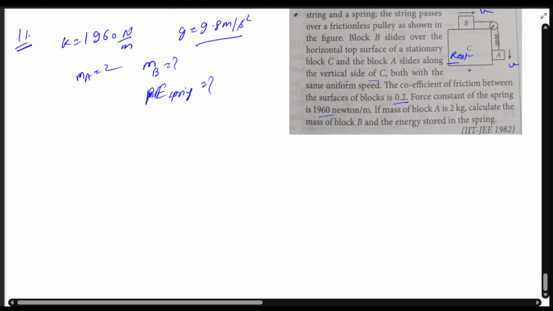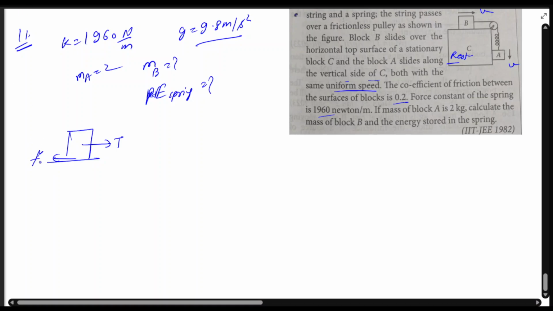So g we have to take as 9.8 meter per second square. Remember this. The mass of block A is 2. So this mA is 2. So we have to find mB and the potential energy in the spring also we have to solve. Okay, perfect. So look, if they are moving with a constant velocity, uniform speed, right? So velocity is constant, right? So net force on them is zero. So let's make the free body diagram. On B we have a tension here and friction will be here. So friction fB, I should write it.